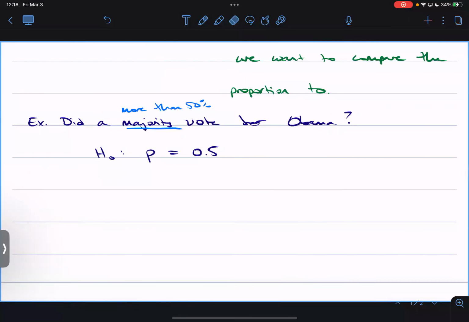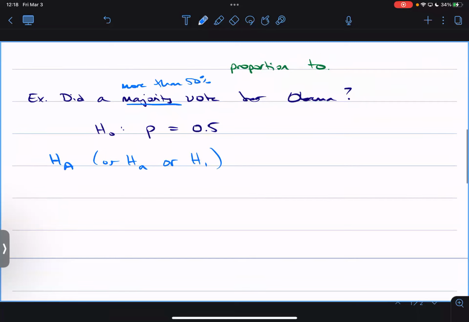H subscript A, some people use H lowercase a, but to me that kind of looks like a 0, so I tend to avoid that. Or H1 if you're wild and crazy. Makes sense, right? H0, H1, but for some reason I won't do it. I use a capital A, which is the alternative hypothesis.